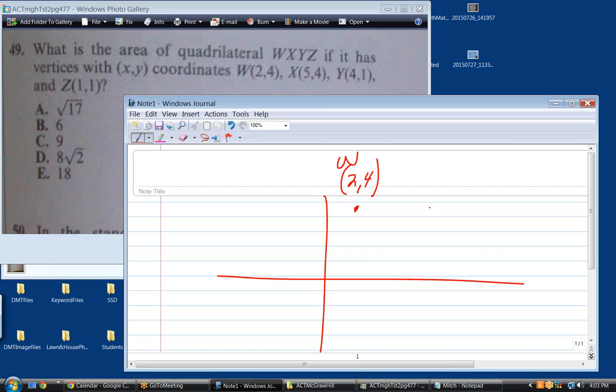X is 5, 4, which is parallel with W. By parallel, I mean parallel to the x-axis. Y is 4, 1. Well, there's approximately 4, 1. And the only trouble with drawing a picture like this is it takes a long time. And Z is 1, 1. What is the area of this quadrilateral?